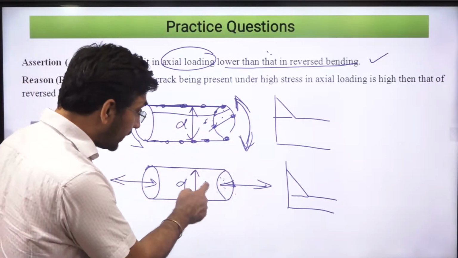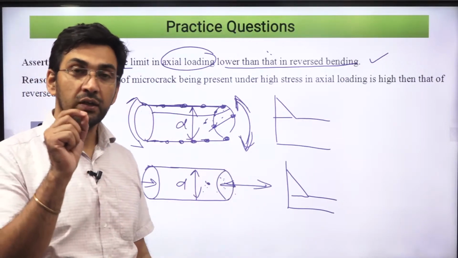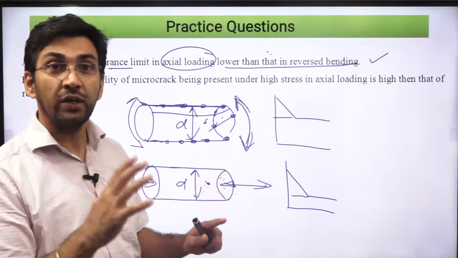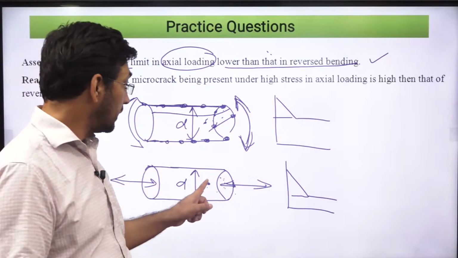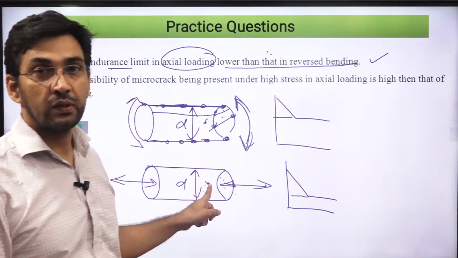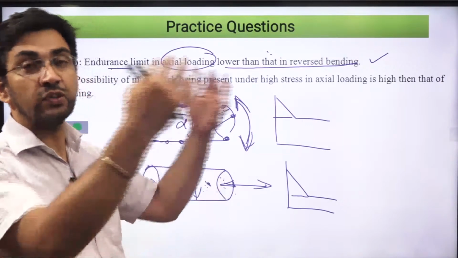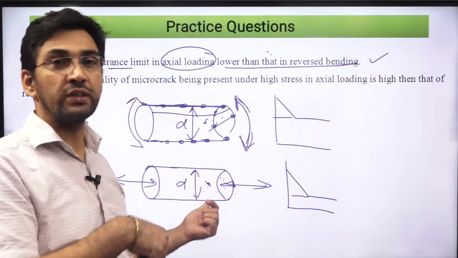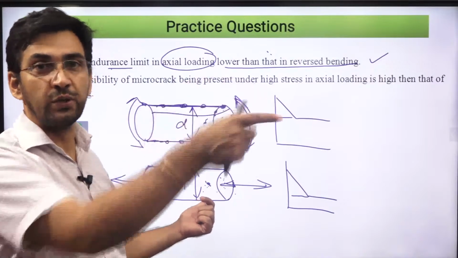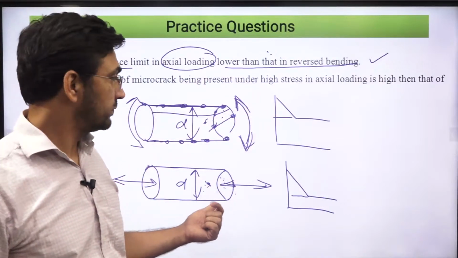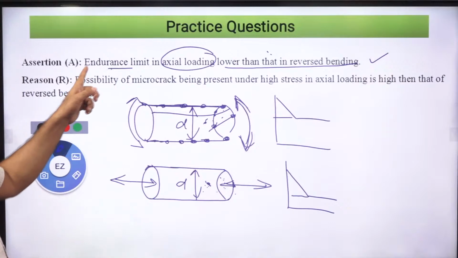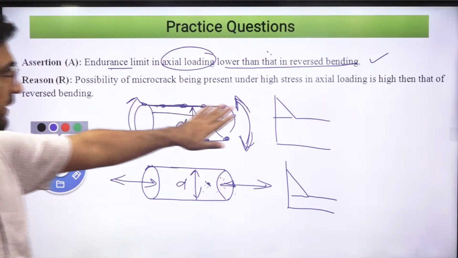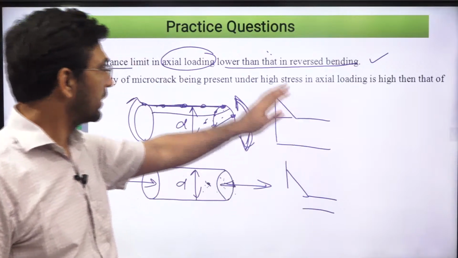But over here, let's say you are having a crack somewhere inside. Now, since that crack is getting subjected to the maximum value of the stress, it is going to influence your endurance limit. That is, the maximum value of the stress that it can carry before failure will go down, because stress concentration will take place, which will reduce its ability to carry that maximum load. So that is why, in axial loading, the endurance limit is going to be lesser compared to this one.